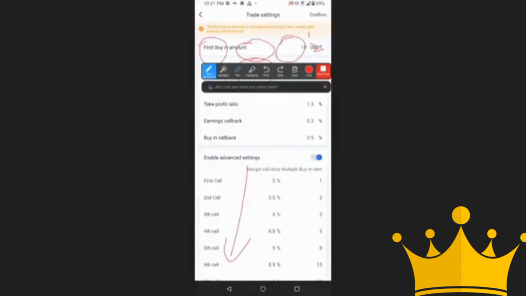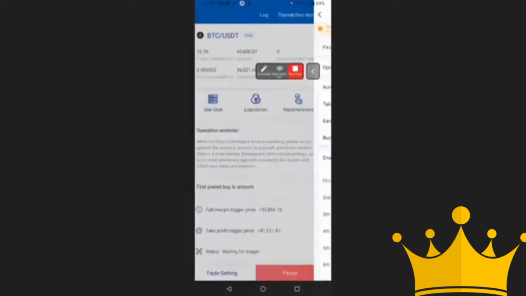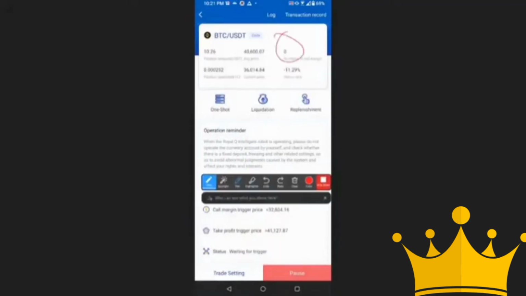Can you see my setting here? It said that at 3% buy once, at 3.5% buy once, at 4% buy twice, then 3 times. But it did not buy, and let me tell you why. Did it buy? You see here, it never bought, guys.